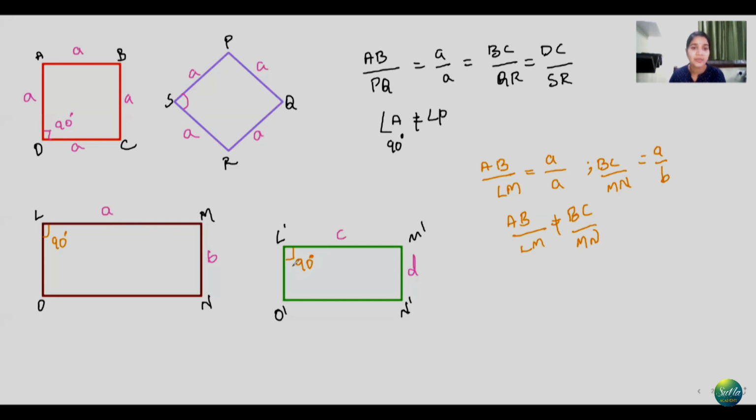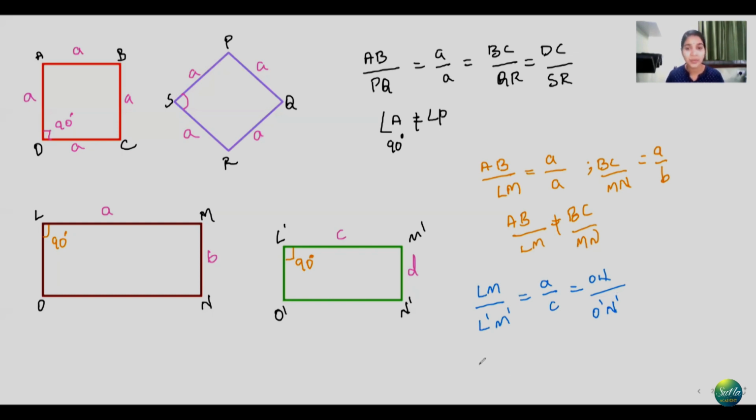Now when we talk about a rectangle and a rectangle, clearly both have 90 degree angles, so all the corresponding angles are equal. When we discuss the sides, let us take the corresponding sides. LM by L dash M dash gives me A by C. This is also the same for ON by O dash N dash, because in a rectangle the opposite sides are equal. So for the lengths, the corresponding sides have equal ratios.